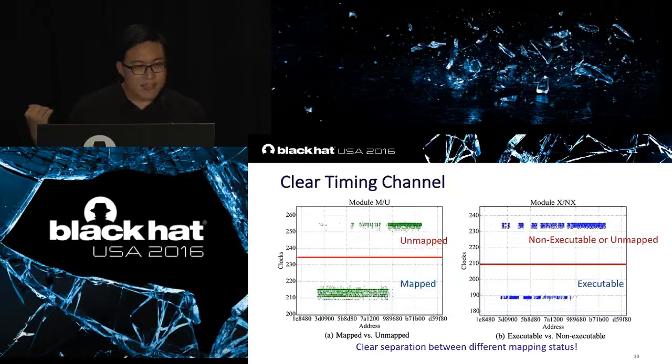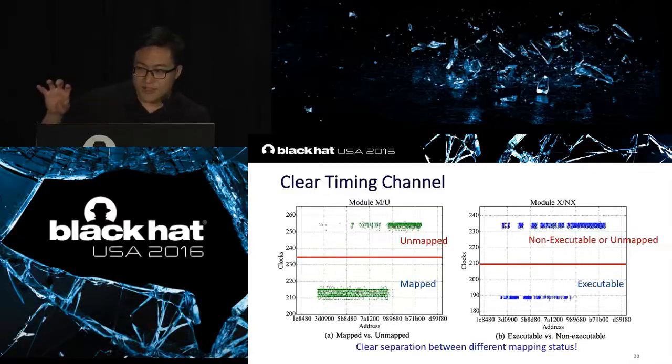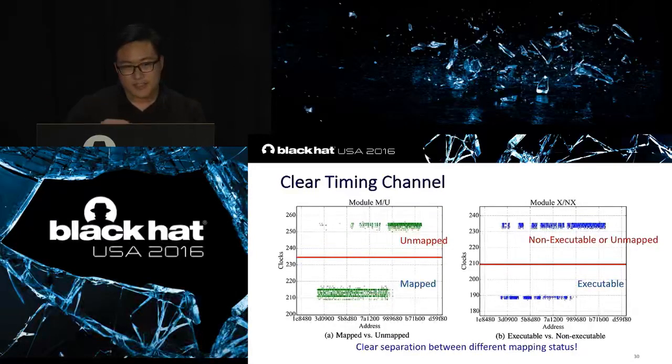And this is a graph of what we get from attacking the Linux kernel module space. We measure the timing per each page. And it shows that it clearly separates mapped and unmapped pages and executable and non-executable pages. There are clusters, and between the clusters, we cannot even see any dots. It means its noise is very small, and we can easily distinguish page mappings by the timings.